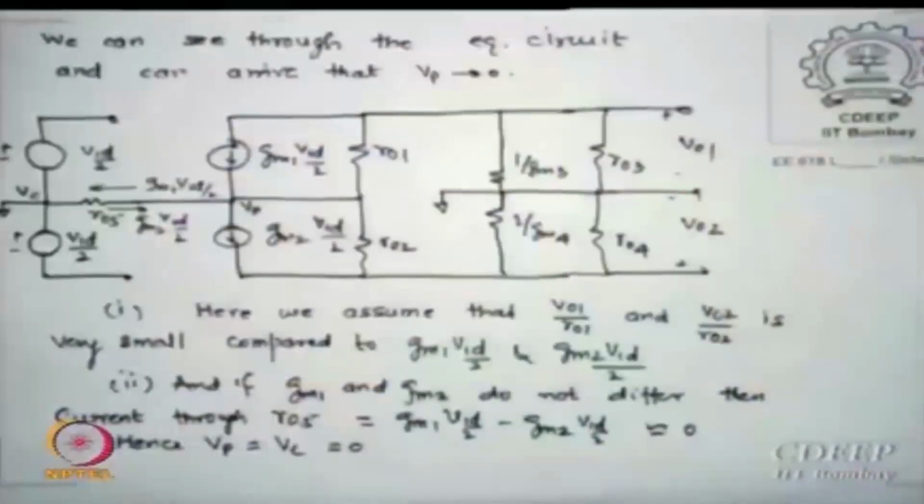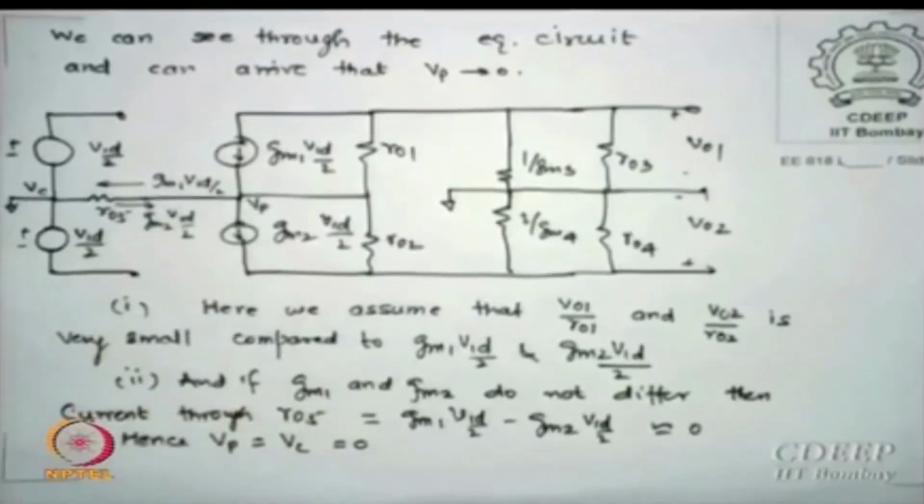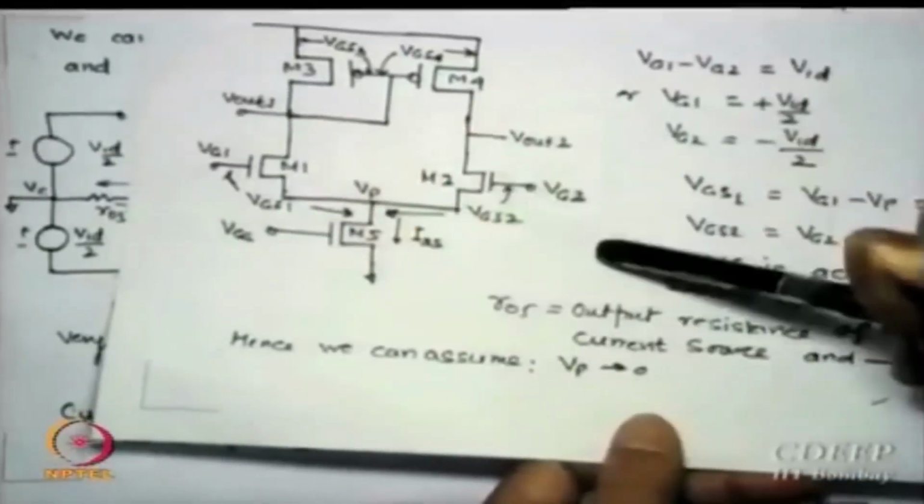Here is an equivalent circuit of the system. Please see it carefully, I have intentionally drawn the circuit a different way. This may help you appreciate what I am saying. Look at the input side: one is VID by 2, the other is minus VID by 2, and this is the common point, which is physically grounded for the signal. I am saying this point goes to the ground.